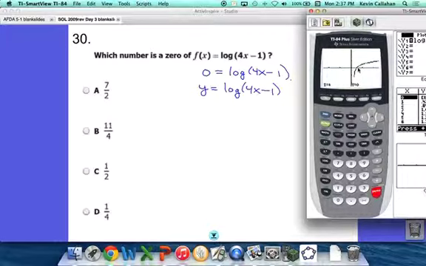Okay, so that is the x-intercept. That is the 0. And could you estimate it by looking at the graph? Each one of these tick marks is 1, so what do you think that looks like? It looks like it's 1/2, and that is actually one of our options. So you could try it. Put in a 1/2 there. 4 times a half is 2. 2 minus 1 is 1, right? What is the log of 1? 0. So that is right.